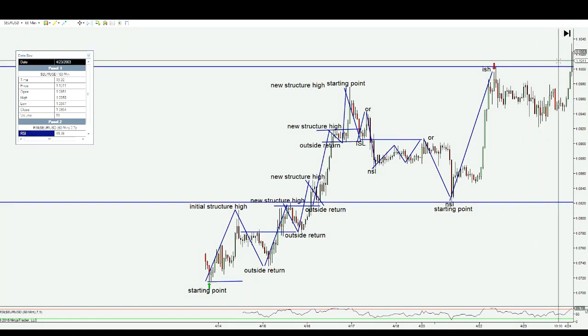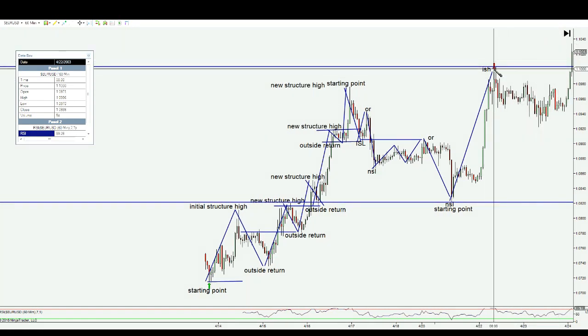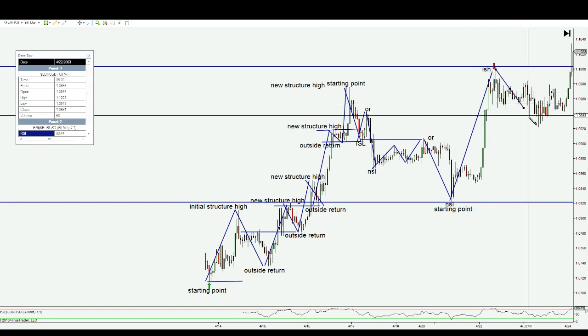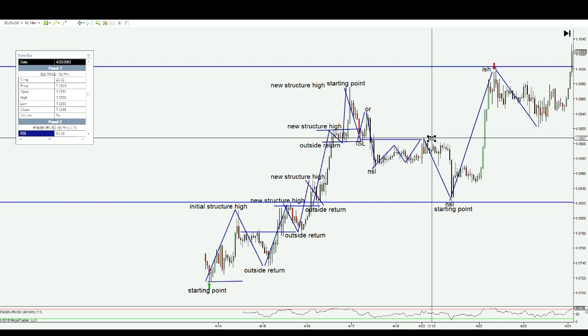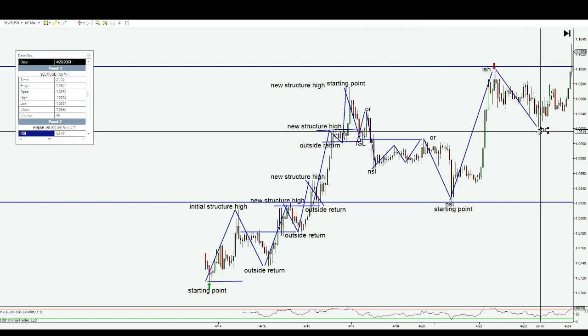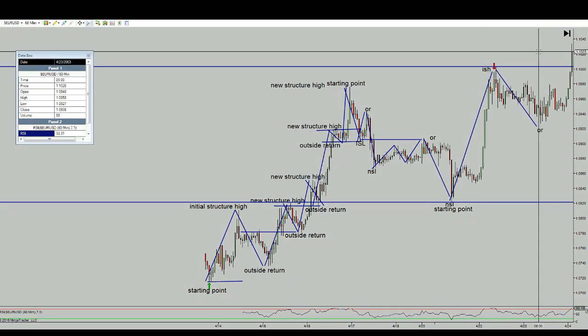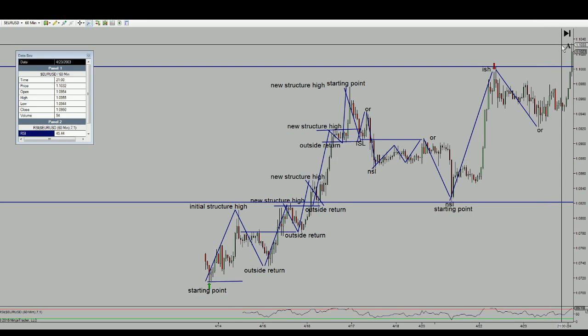Okay, and we got a higher high, higher close. So then what we got is our new structure high here. Our outside return is going to come down here to this low. Let's copy and paste this OR. And then this becomes our new structure high.